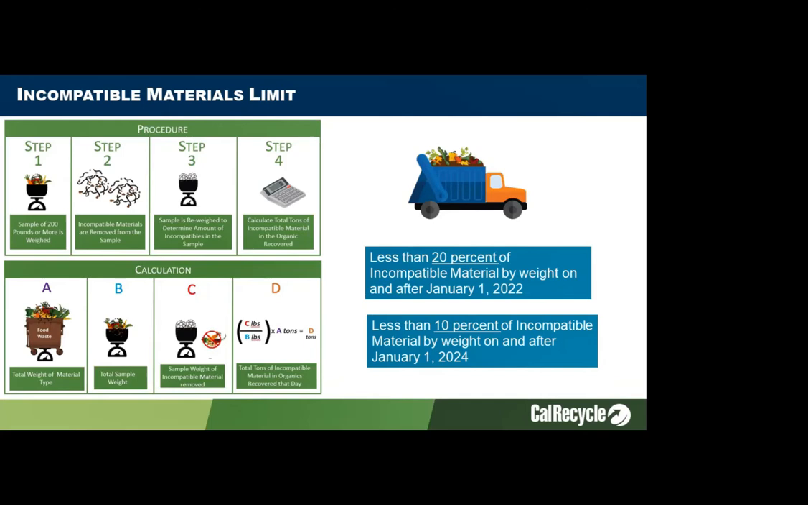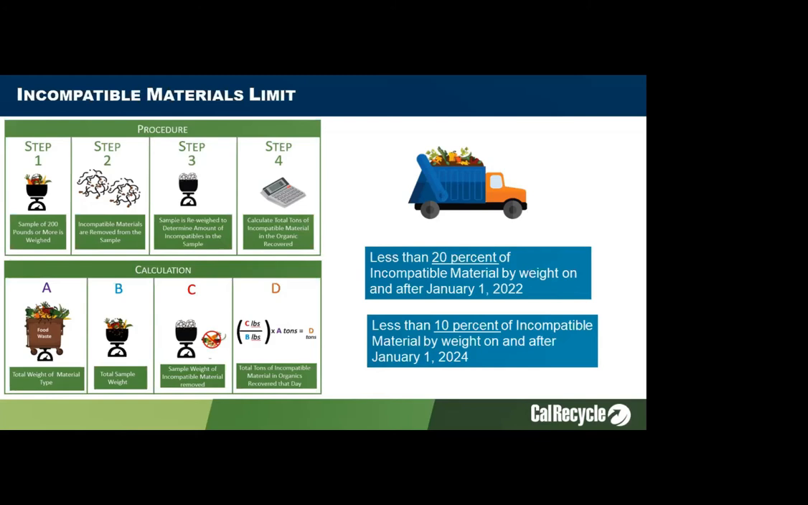Regardless of whether or not the facility is a high diversion organic waste processing facility, the regulations require that facilities demonstrate if the organic waste recovered meets the following incompatible material limits. On and after January 1, 2022, less than 20% of incompatible material. On and after January 1, 2024, less than 10% of incompatible material by weight. These levels will determine where operators can send their waste.